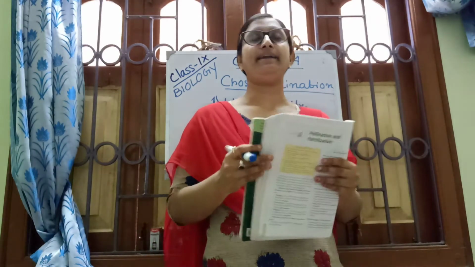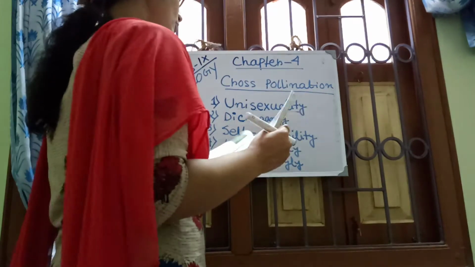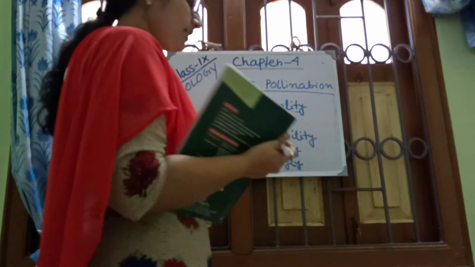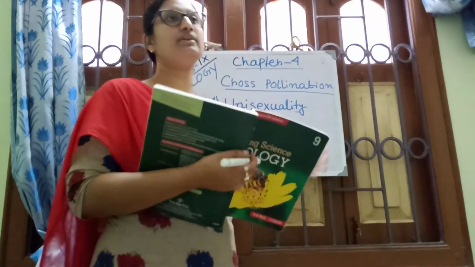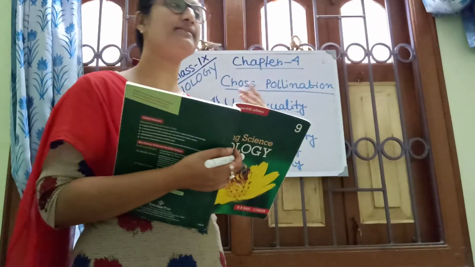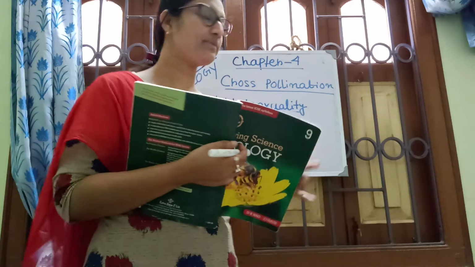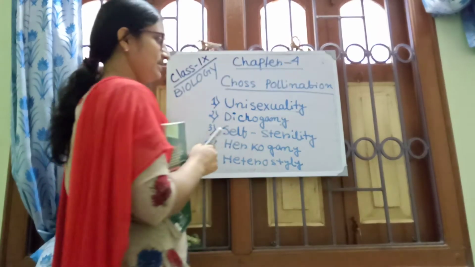This next term is very important. Listen properly. These terms explain how nature favors cross-pollination, or how plants are adapted for cross-pollination. First one, unisexuality.